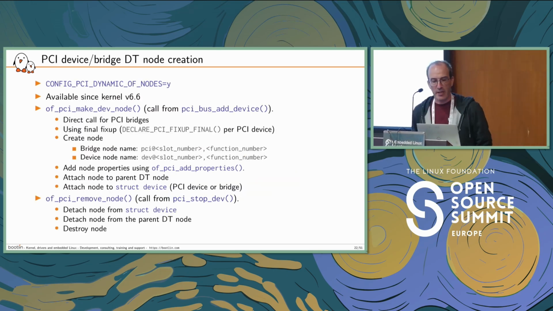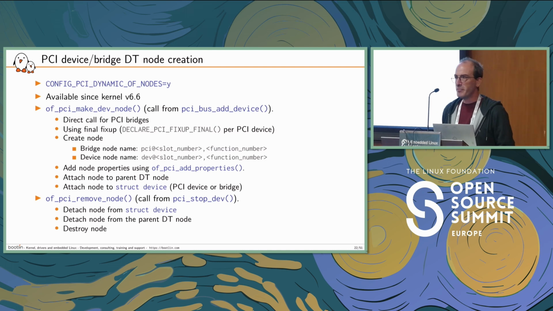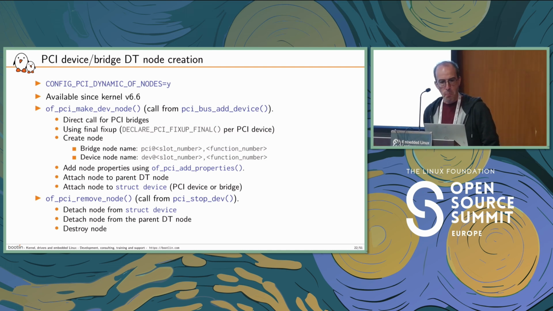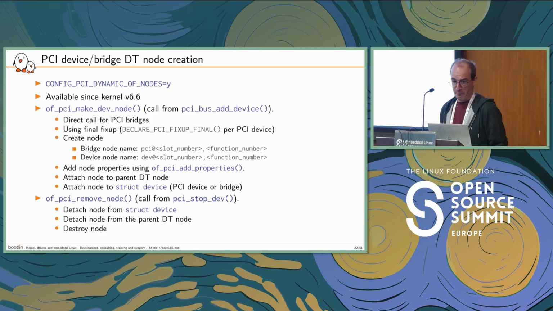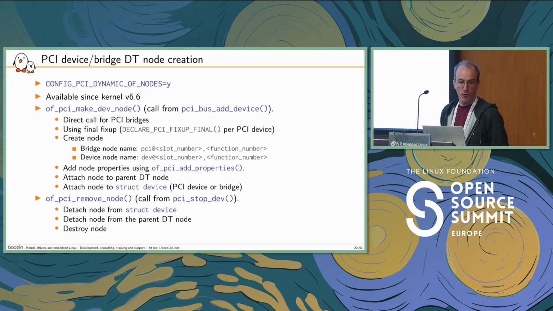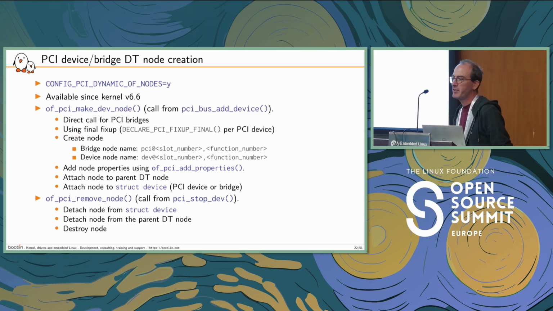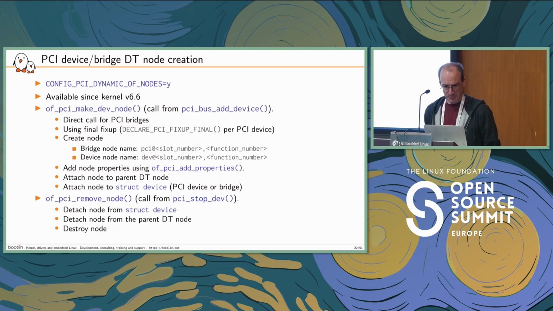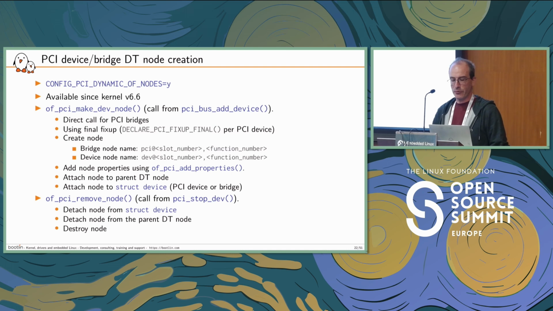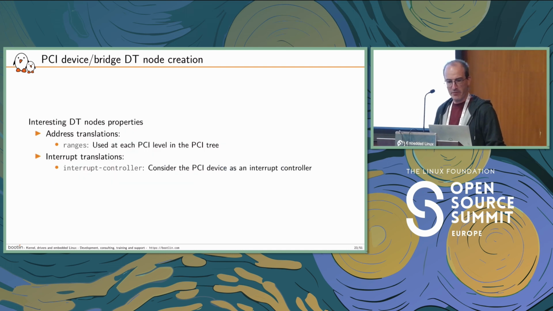So this is available since kernel 6.6, enabled by CONFIG_PCI_DYNAMIC_OF_NODES. And it is done by of_pci_make_dev_node. It is a really direct call for bridges, and we use a final fixup for devices, just to avoid the creation for all possible devices in the world, but just for known devices that use this feature. And as I said, we attach it on the DT node and on the struct device representing the device itself.